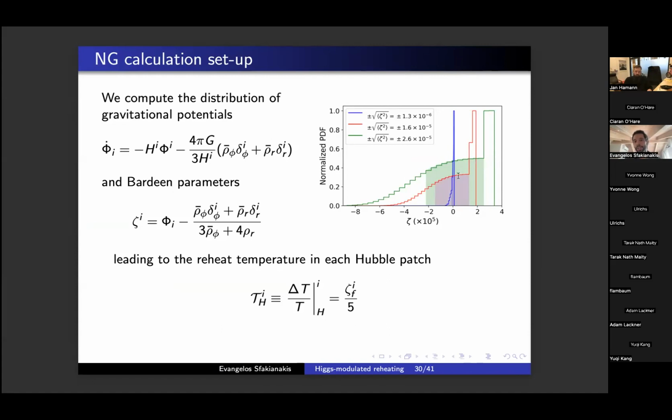And here I show, for one realization, how the PDF of zeta, the Bardeen potential, or delta T over T, evolves with time. This is, I think, 1 e-fold after inflation, 2 e-folds after inflation, 5 e-folds after inflation, and the green one is where it saturates. The first thing we see is that this is pretty non-Gaussian. If you look at this probability distribution, you will not immediately say, oh, this looks like a Gaussian. No, it doesn't. It has a tail here and a peak on the other side. So clearly this will induce primordial non-Gaussianity.